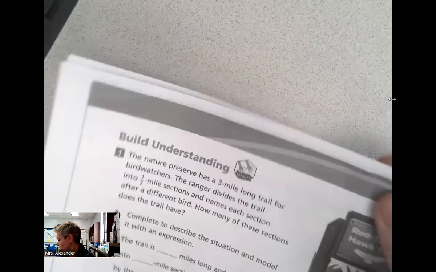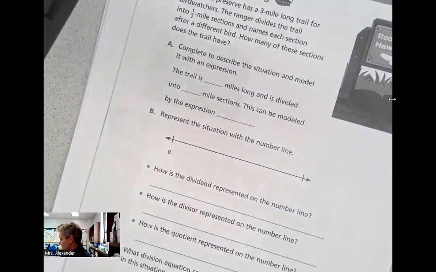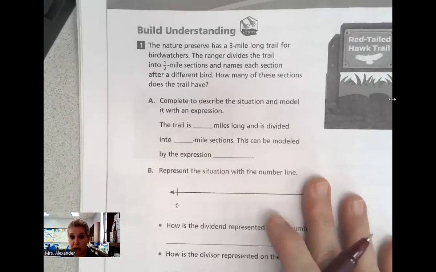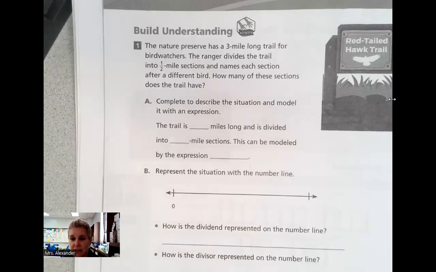All right, so if you flip over to the back, let's look at this next one. We have this same nature preserve that has a 3-mile long trail for bird watchers. Ooh, any bird watchers out there? I like to watch birds sometimes. The ranger divides the trail into 1/2 mile sections and names each section after a different bird. How many of these sections does the trail have?